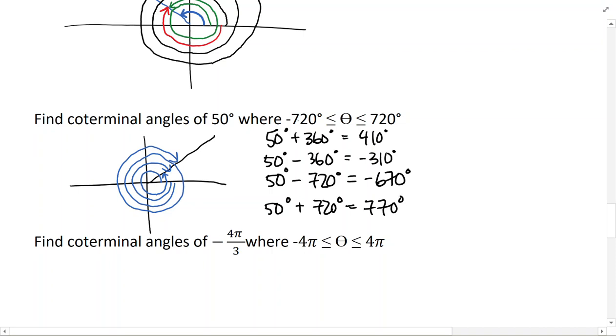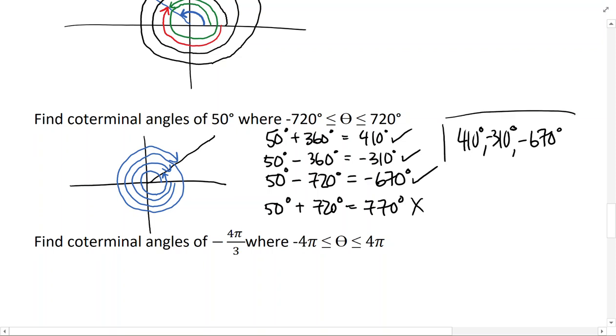Now let's look at our different angles here. Again, we want to stay between negative 720 degrees and 720 degrees. So these would do, but this fourth angle here is out of the running. Therefore, we only have the options of 410, negative 310, and negative 670. If you go one more circle around, you're just out of our restrictions here.